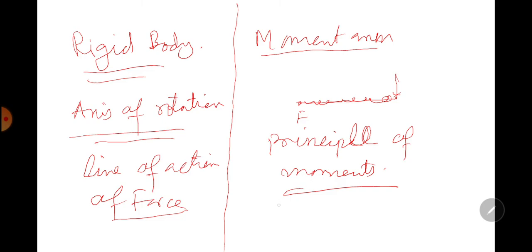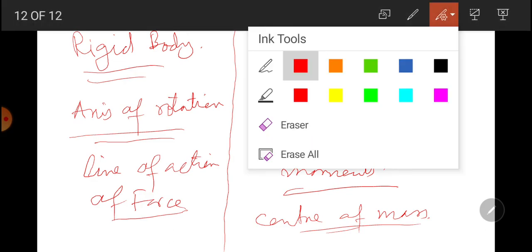Center of mass. Then we explain center of mass. Center of mass is the point where, if force is applied at that point, the body moves without rotation. Then we explain center of gravity. Center of gravity is the point where the whole weight of the body appears to act.